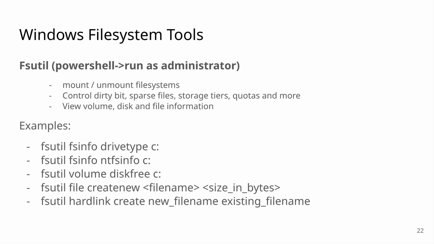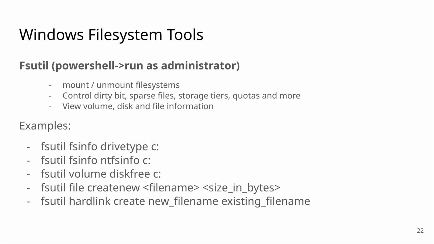Now, we talked a bit about how to do things in Unix. What about Windows file systems? On Windows, you have this command called fsutil. You can go to cmd, run, and then type PowerShell, then right click and run as administrator, and then run this fsutil command. Again, you need to run it as administrator because this is a privileged command.